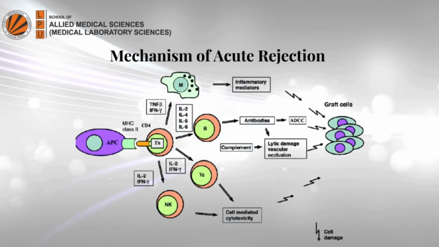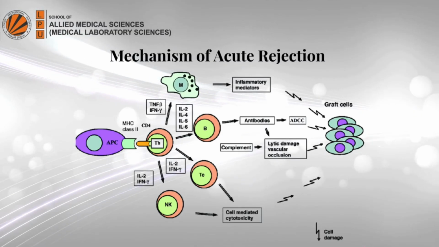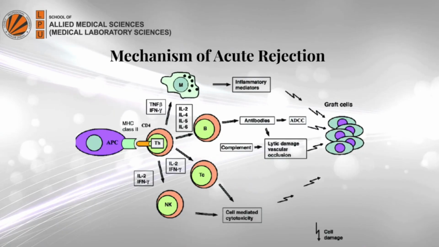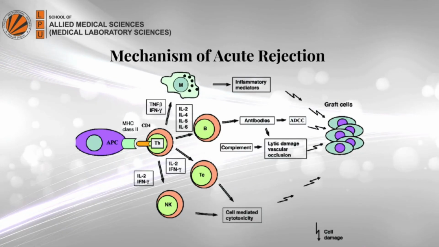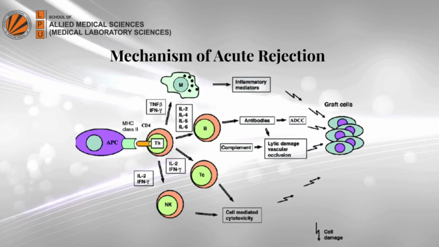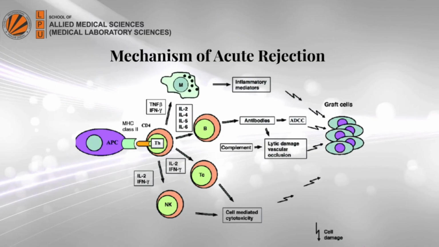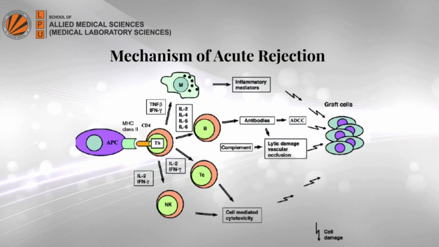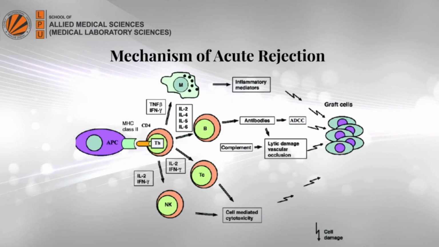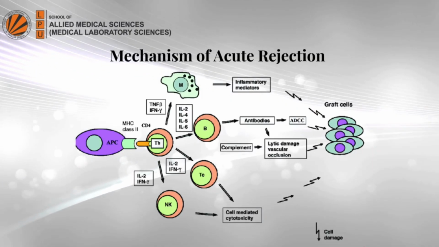Mechanism of acute rejection. In acute rejection, the key players are recipient T helper cells, CD4, and cytotoxic T cells, CD8. The process is as follows. Donor antigens, alloantigens, are recognized. Activation of recipient T helper, CD4, cells. They release cytokines, like IL-2 and IFN-gamma, that promote proliferation and differentiation of cytotoxic T cells and B cells. CD8 T cells become cytotoxic, infiltrate the graft, and cause apoptosis of graft cells.